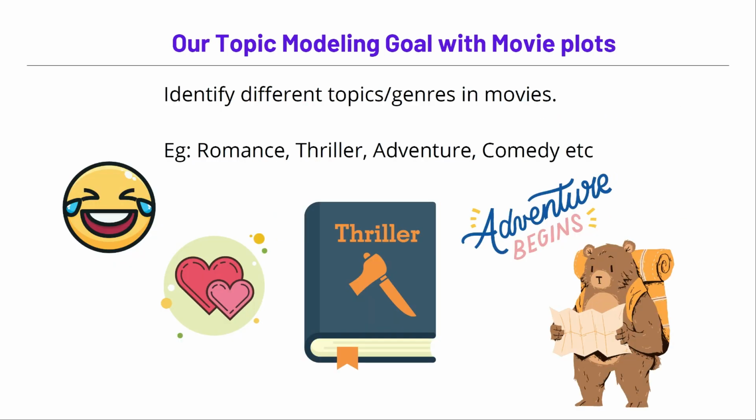So let's define our goal for the movie plots. Our goal is to identify different themes, that is topics or genres, among the movie plots, and categorize them into those different themes. Those themes could be, let's say, romance, thriller, adventure, comedy, etc. Among all the 3000 movie plots that we have, we want to automatically identify and group movies into different genres. That's what we are trying to do with topic modeling.